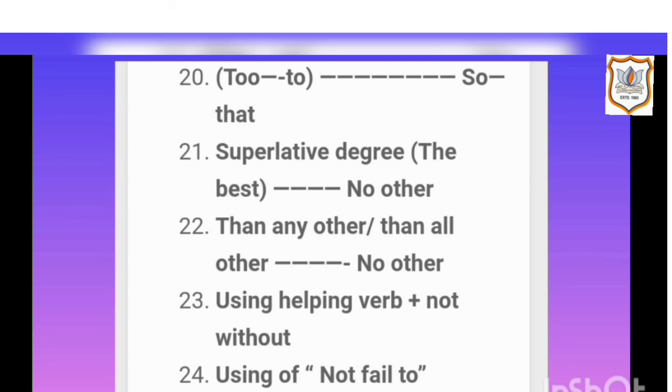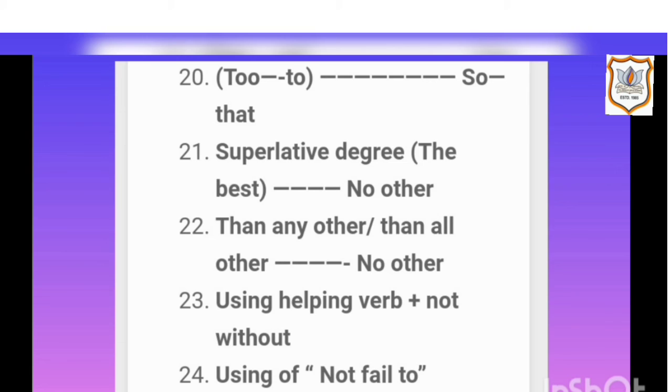Now the next rule is than any other or than all other. We are going to change it to no other. For example, Mumbai is bigger than all other cities in India. So we will change it: no other city in India is as big as Mumbai.